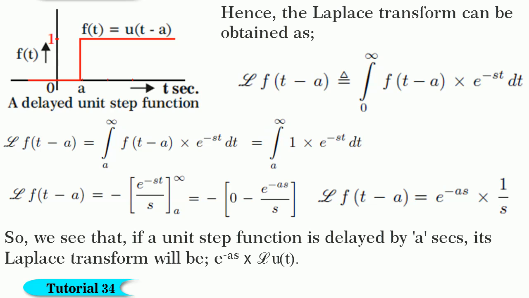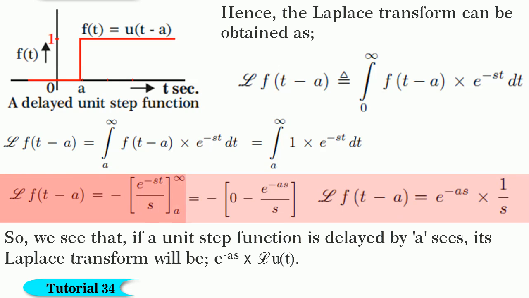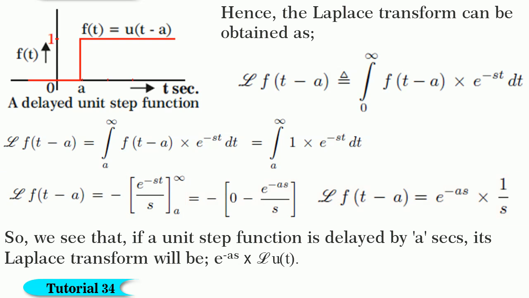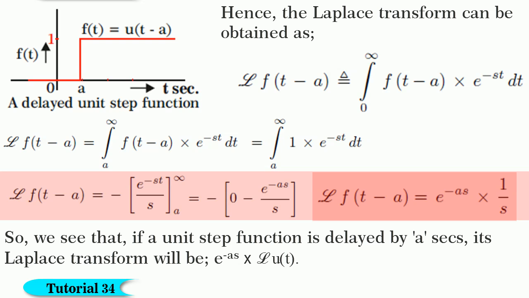By substituting the values, we get L of f of t minus a is equal to integration from a to infinity 1 into e to the power of minus st dt. By integrating, we get L of f of t minus a is equal to minus into bracket e to the power of minus st divided by s, limits from a to infinity. By substituting the limits, we get L of f of t minus a is equal to e to the power of minus as into 1 divided by s.